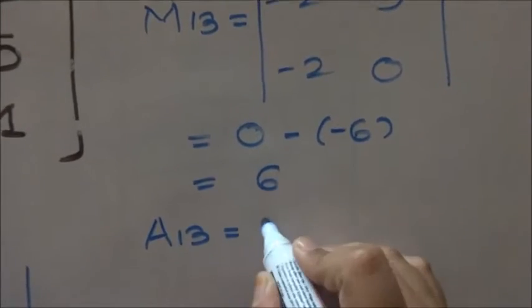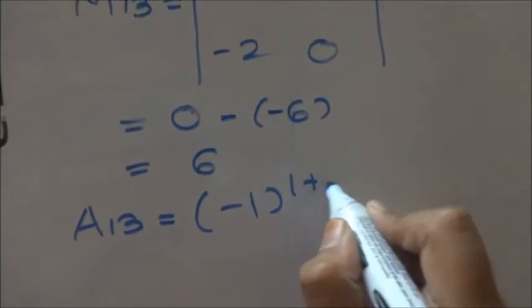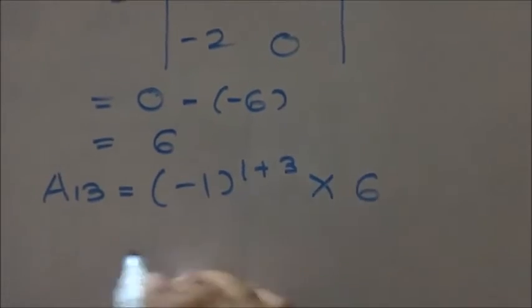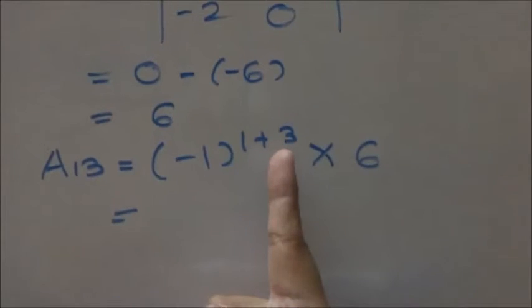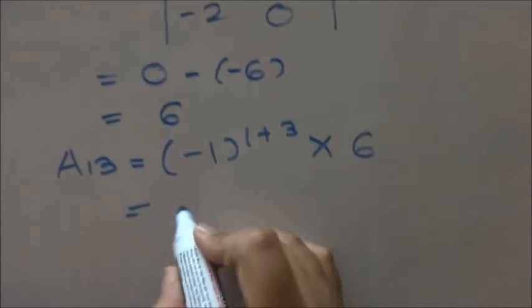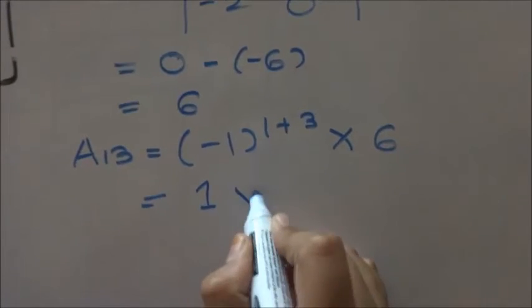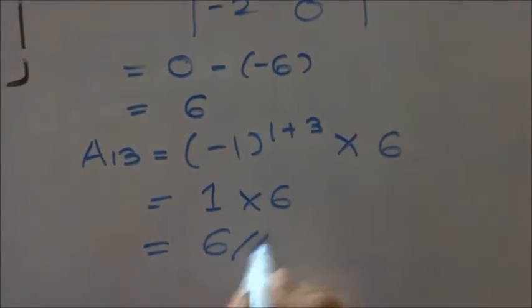Now that would be A13. So minus 1 raised to 1 plus 3 into 6, since it is M13, since the 1 plus 3 would be 4 and the power would come even, so it would be positive 1 into 6, so this would be 6.